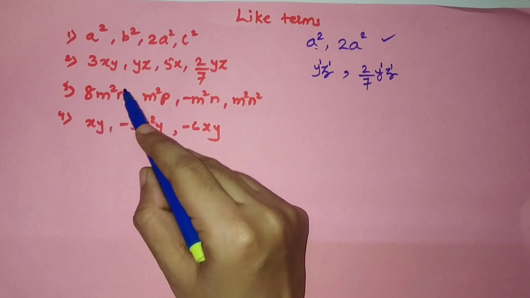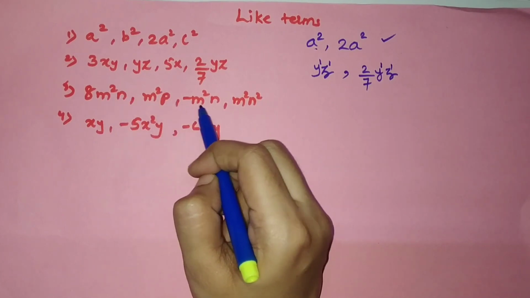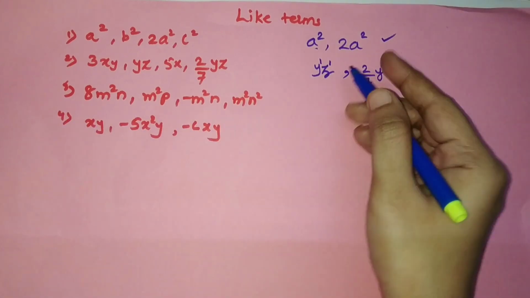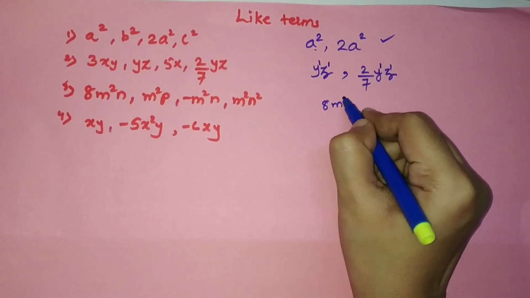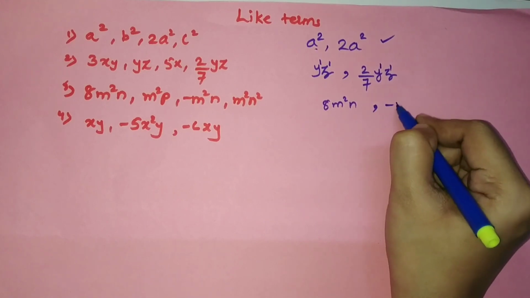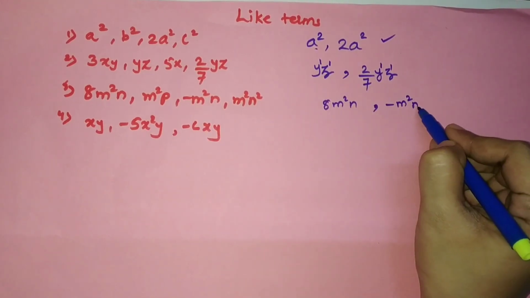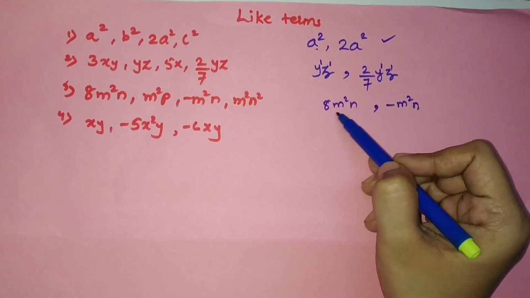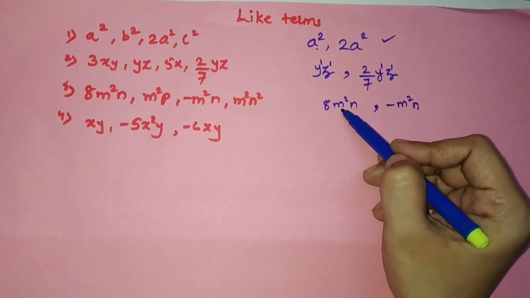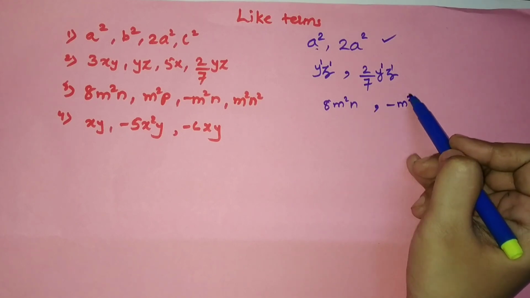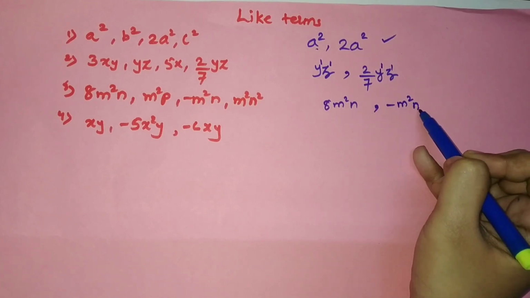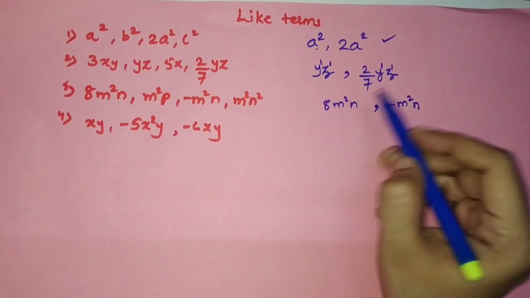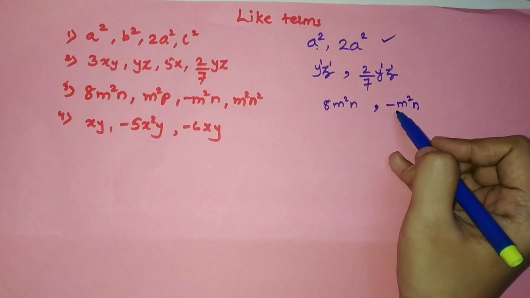Next is 8m square n, m square p, minus m square n and m square n square. From these 4, we have 8m square n and minus m square n. So these are two like terms, as they share the same variable and same power. Here m square is there, here also m square, here n to the power 1, here also n to the power 1. So you can call these like terms, no matter here 8 is there and here minus 1 is there.